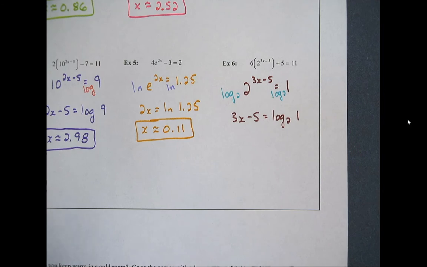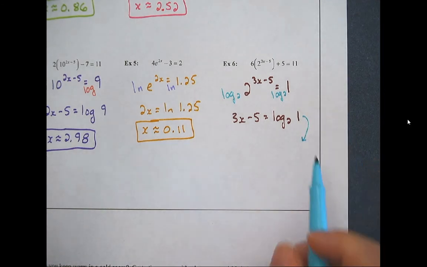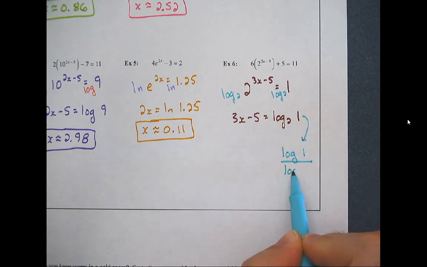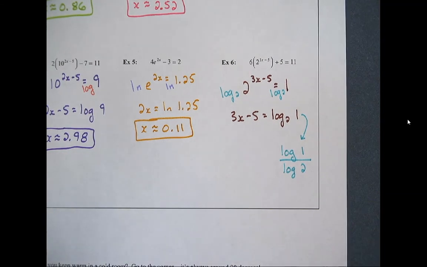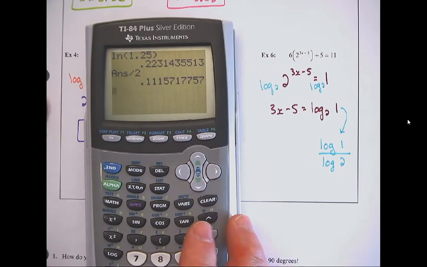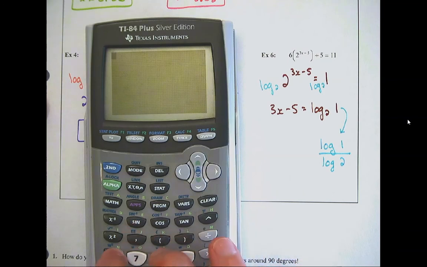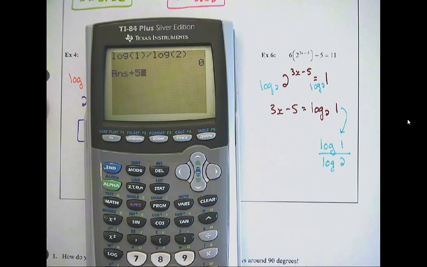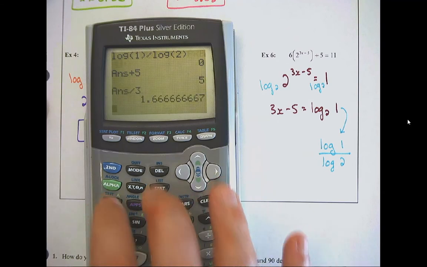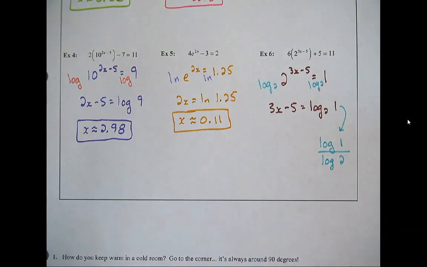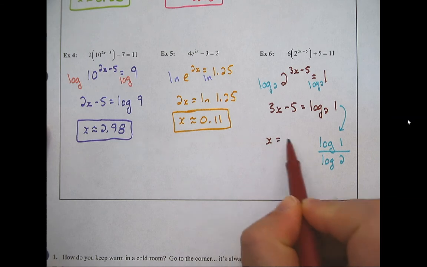I can't quite jump to my calculator yet because I've got to remember how to write this. Remember, it's the log of the number, 1, divided by log of the base, which would be 2. Log of the number divided by log of the base. And then I would do the rest of this on my calc. Add 5, divide by 3. Frac that back. I guess I could have known that was 5/3 because 5 divided by 3 is 5/3. So we get x equals 5/3.